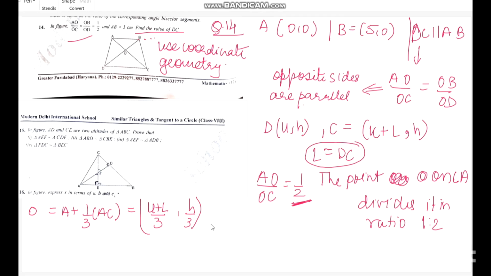Okay, so diagonal BD goes from B to D, and D I have as (u, h).